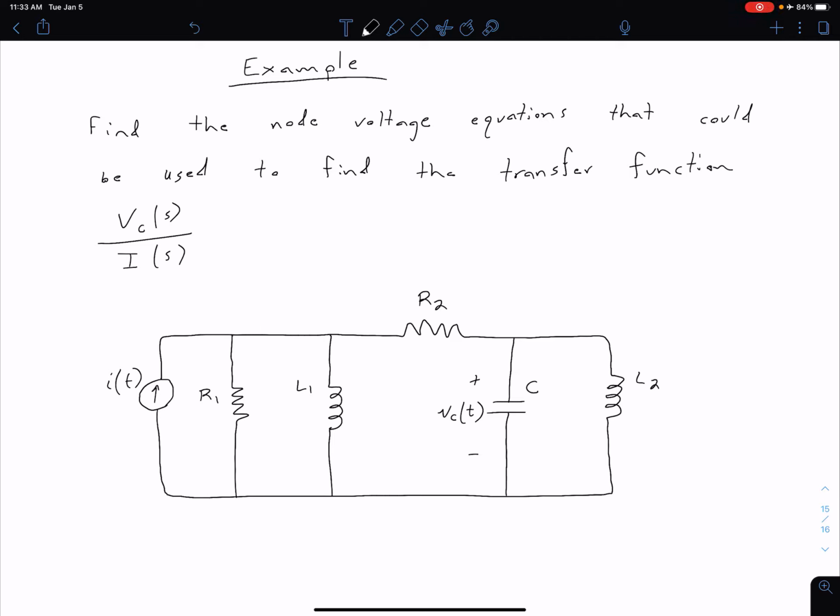Let's look at an example and see if we can get a better feel for how to use those equations for our general case. So in this example, we just want to write the node voltage equations that we could use to find a transfer function which is equal to V sub C of S divided by I of S.